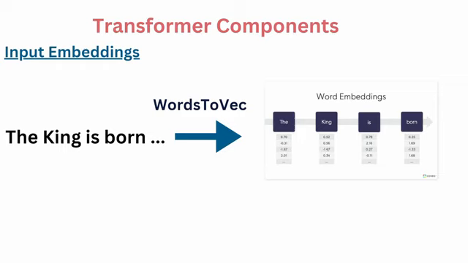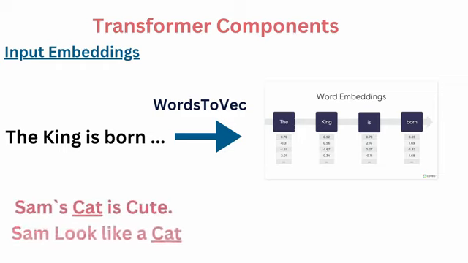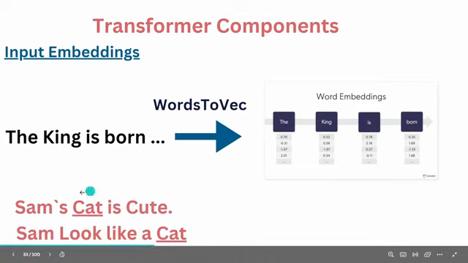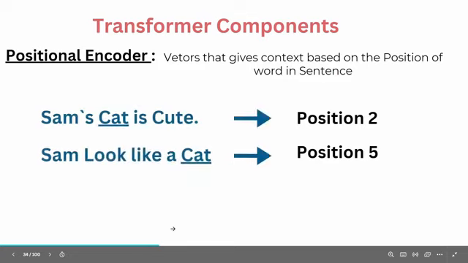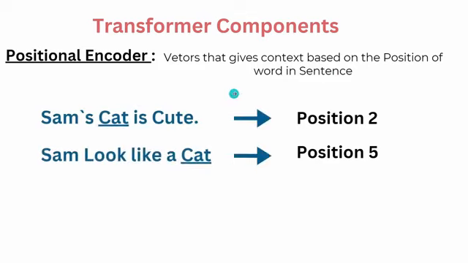For example, we will see this: "Sam's cat is cute" and "Sam's look like a cat". The meaning of cat in this sentence is different from the other sentence, so that's where the positional encoder comes in. It will capture the position of that word in that sentence. What is the location of that word in the whole sentence? That information will be captured by the positional encoder. As we can see, the cat over here is at position 2. Next we have the cat at position 5. So the positional encoder allows us to capture the position of that word with respect to a particular sentence.